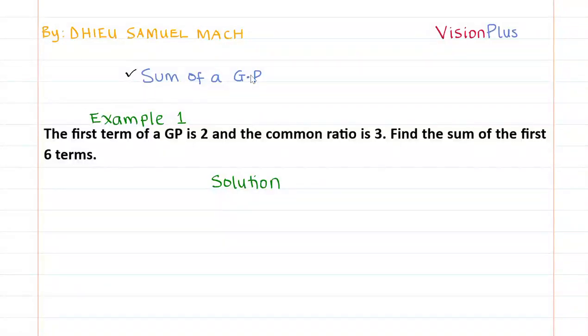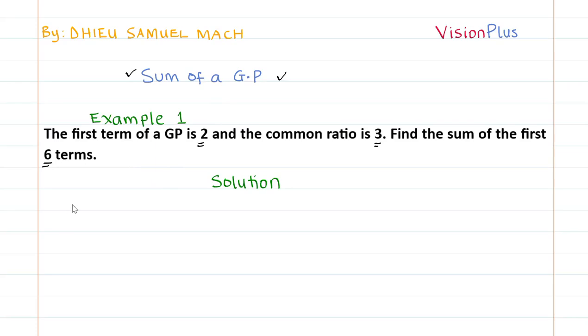Sum of a GP. Let us look at how we can find the sum of a given number of terms of a GP. Example 1: the first term of a GP is 2 and the common ratio is 3. Find the sum of the first 6 terms. Before we dwell so much on the question, let us remember the formulas for finding the sum of a GP.